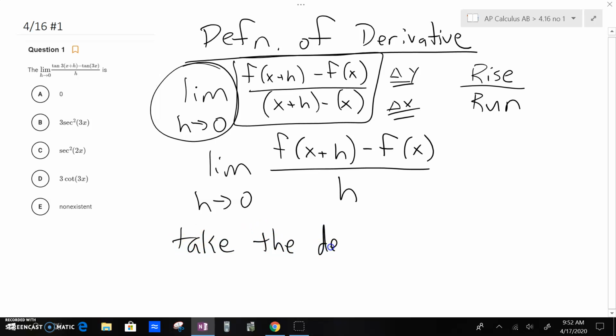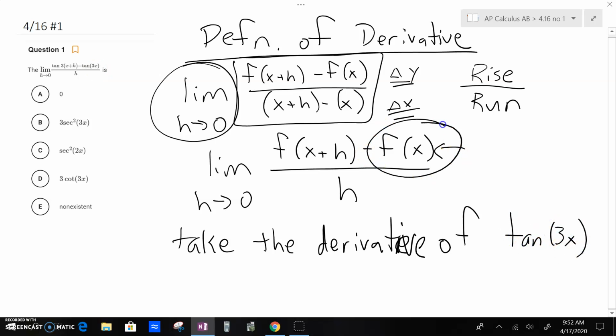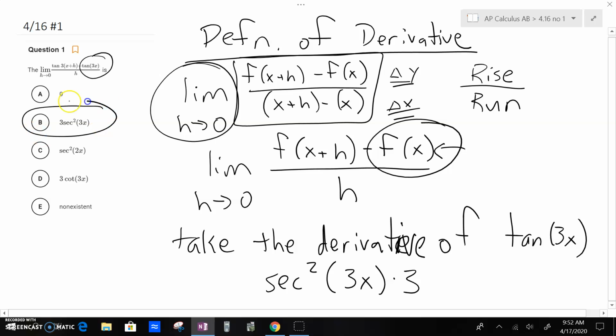Take the derivative of whatever f of x is. Well, f of x is tangent of 3x. So you can see that is what's sitting right here. So take the derivative of the tangent of 3x. Well, the derivative of a tangent is secant squared. Leave the inside alone and then times by 3. And then that's it. Your answer is B.